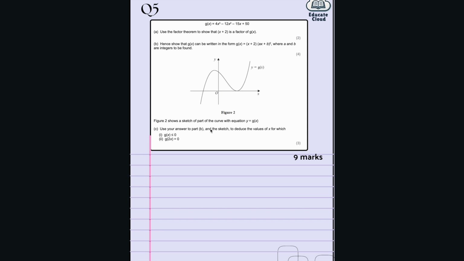Okay. Okay, so next question. Use the factor theorem to show that x plus 2 is a factor of g of x. So here what we're going to do is we're just going to sub in minus 2 and show that it equals 0. So when x is minus 2, show that g equals 0. That shows that it's a factor.